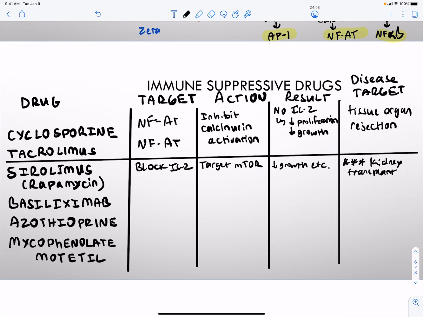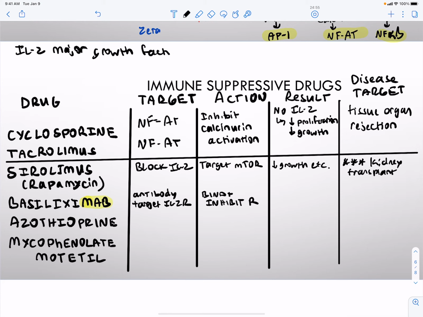Okay, and we also have basiliximab, a monoclonal antibody. So when you see this MAB, that means it's an antibody, it's a monoclonal antibody. So they make this in a lab and then they inject it into people. Now what this is targeting is the IL-2 receptor. So it's an antibody, it targets the IL-2 receptor. And then it's going to bind and inhibit the receptor. And so IL-2 is a major growth factor for activated T cells.